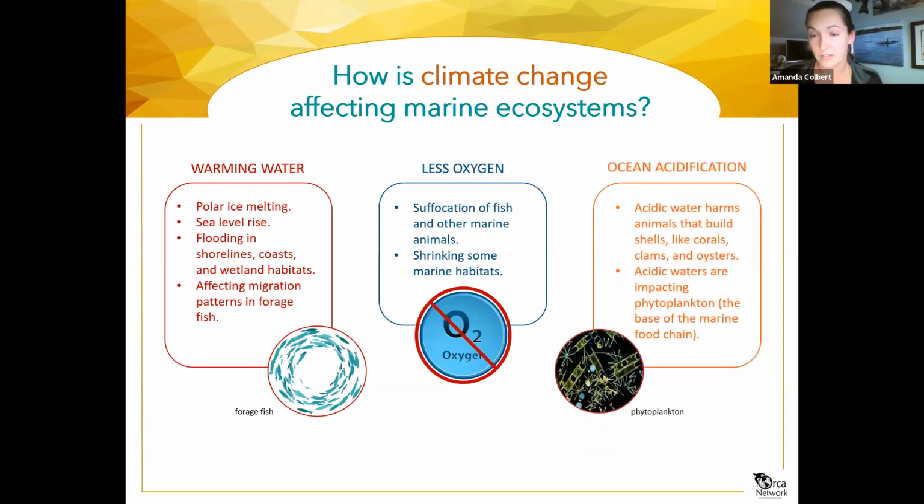And then ocean acidification. So when the water gets more acidic, it harms animals that can build shells, for one. So that's corals, clams, oysters, shrimp, anything you can think of that has a hard shell. And then acidic waters are actually impacting phytoplankton, which is the very base of the marine food chain.